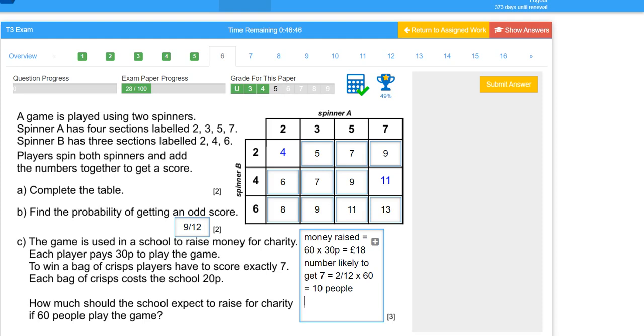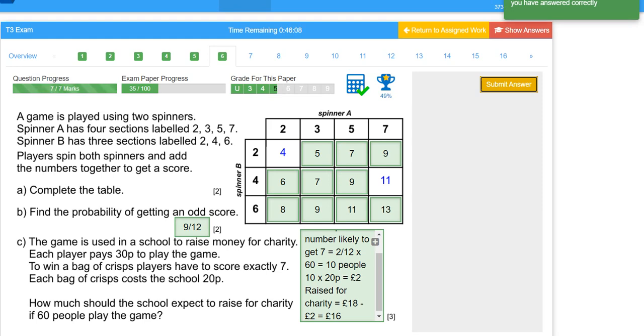And if 10 people win, they win a packet of crisps. So we've got 10 lots of crisps at 20p. Well, I can work out that that's going to be £2. So what's the money raised? Well, it's £18, take away the £2 in prize money, so the amount raised for charity should therefore be, if we're right, £16. Let's have a look at that and see if MathsWatch is happy with those.